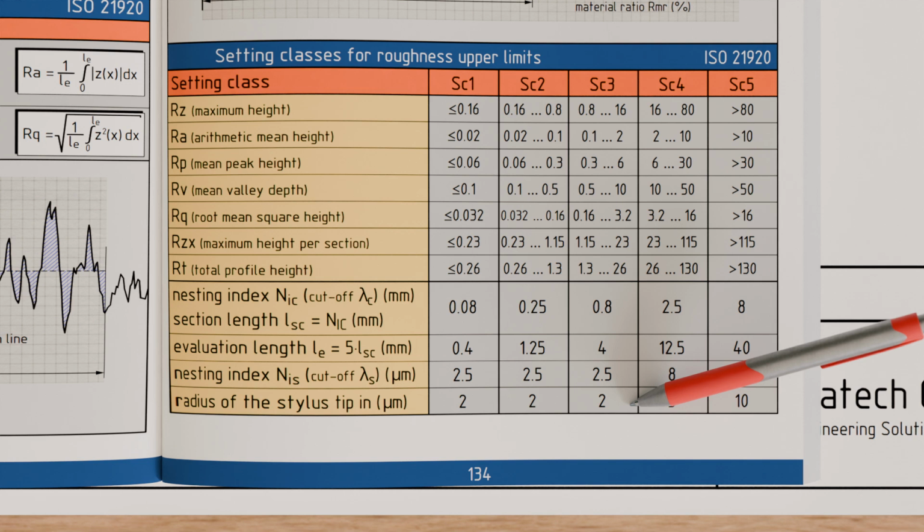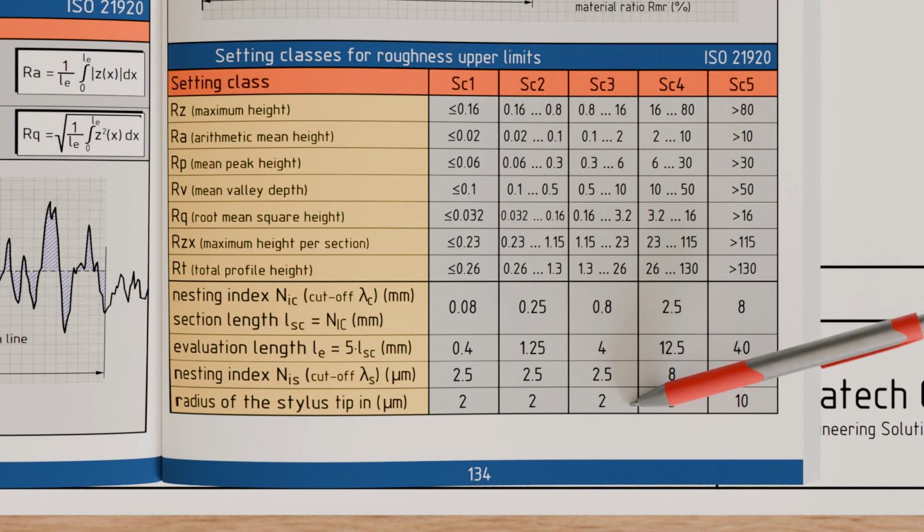Note that the settings to be used on the profilometer no longer depend, as they did in the past, on the expected surface quality, but rather on the specifications given in the technical drawing. If no specific roughness is specified for a surface but roughness parameters are still to be determined, it is recommended to use setting class SC3, as most roughness values from typical manufacturing processes generally fall within this range.